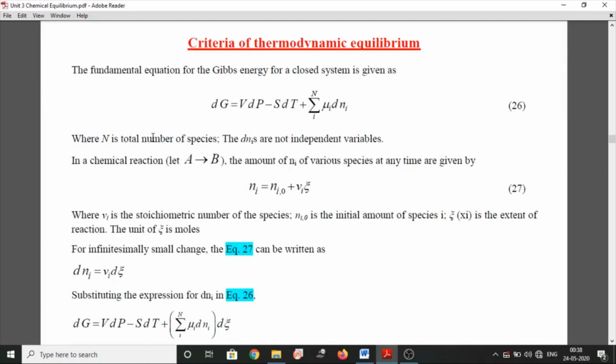We have discussed already the fundamental equation for Gibbs energy for a closed system is given as dG equal to VdP minus SdT plus sum over mu_i dn_i. Mu_i is the chemical potential of the ith species and dn_i is the change in number of moles of the ith species. Suppose there are n total species, so you have to take all the sums. The dn_i's, these changes in number of moles, are independent variables.